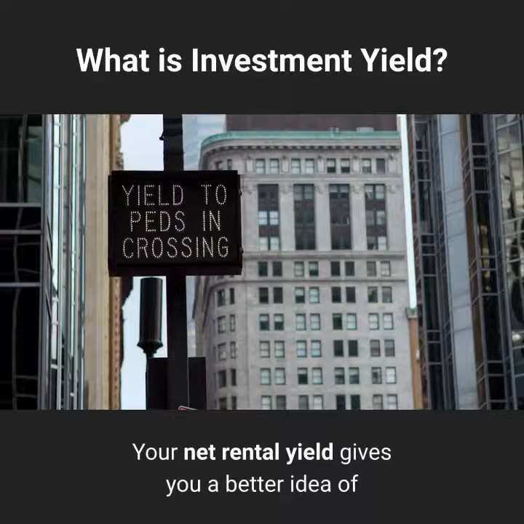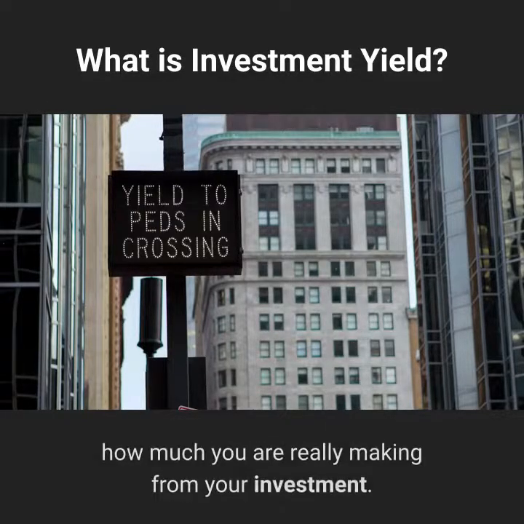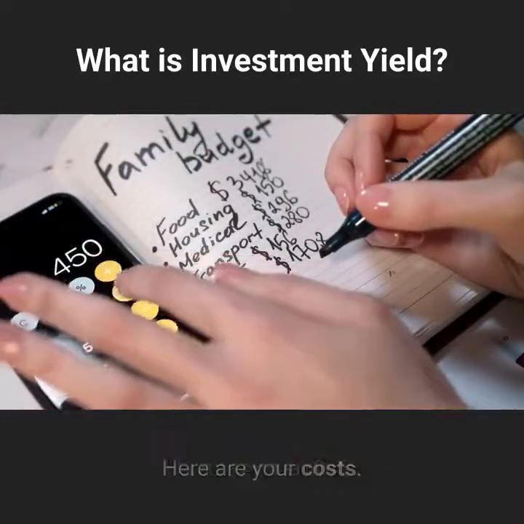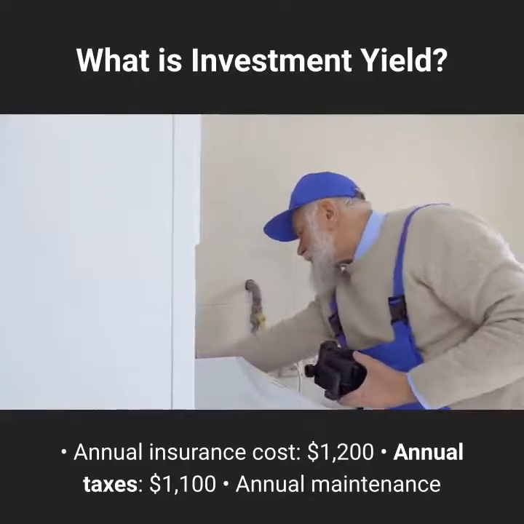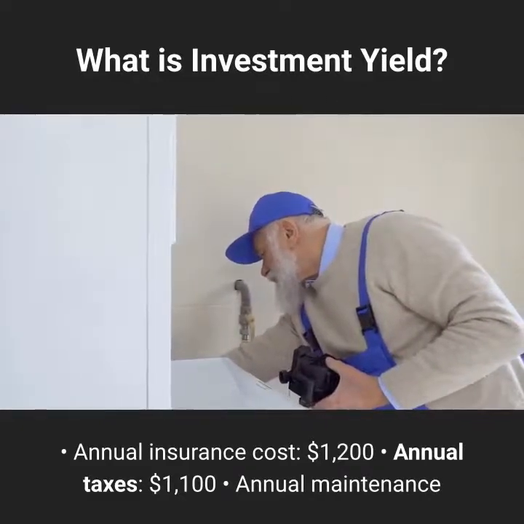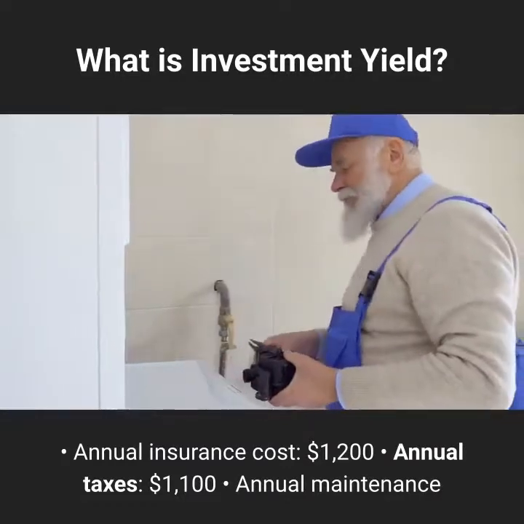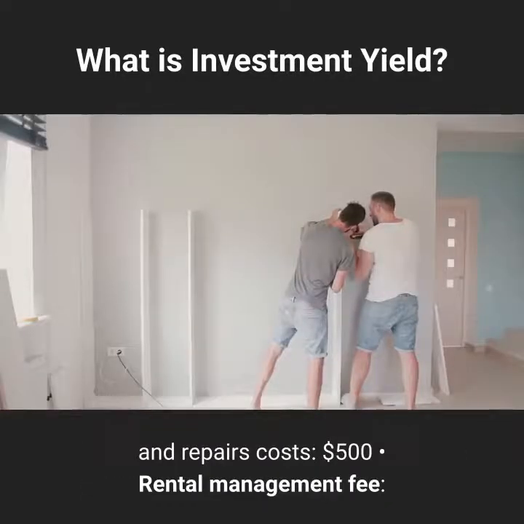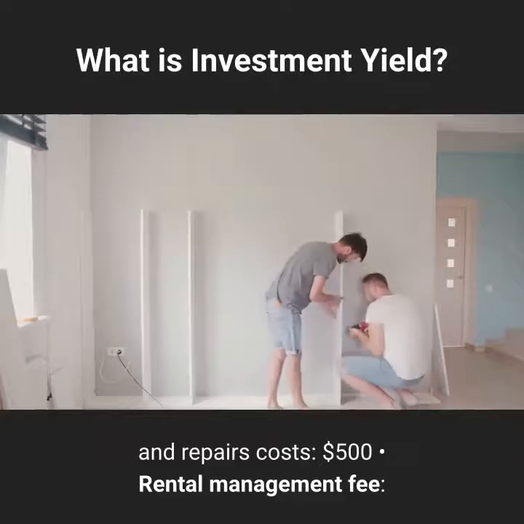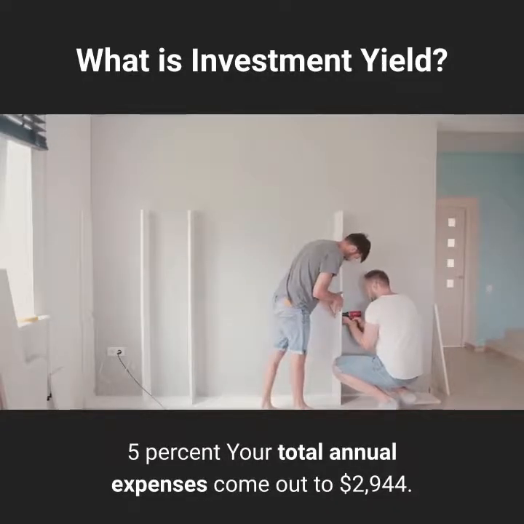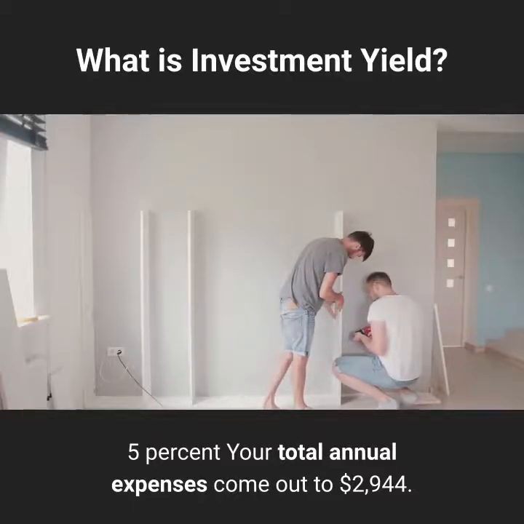Your net rental yield gives you a better idea of how much you are really making from your investment. Here are your costs. Annual insurance cost, $1,200. Annual taxes, $1,100. Annual maintenance and repair costs, $500. Rental management fee, 5%.